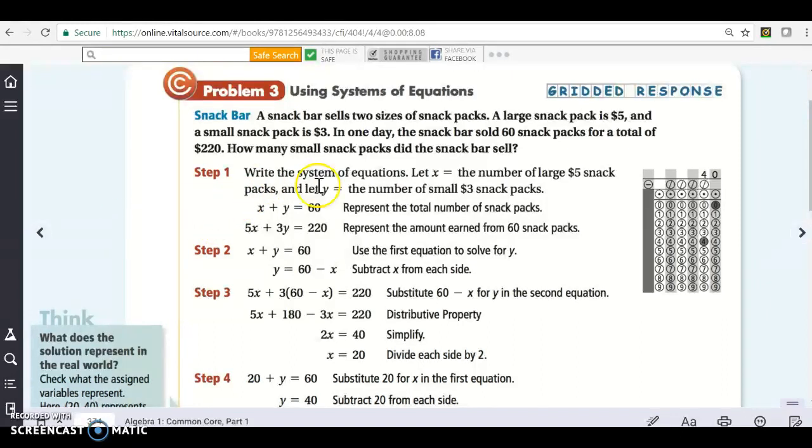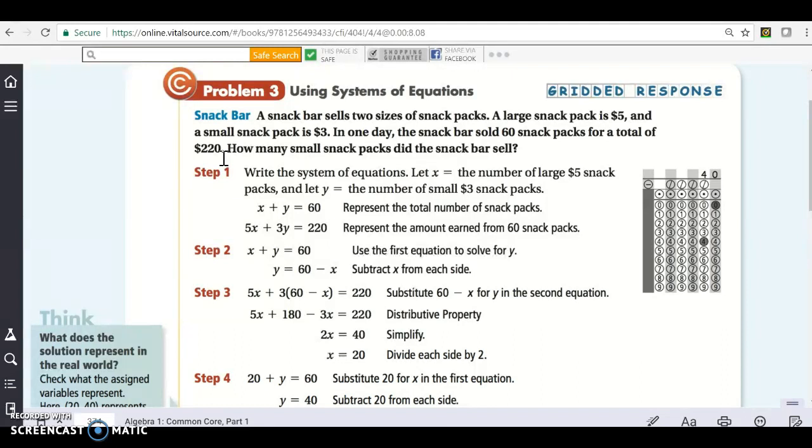So step 1, write a system of equations. So we can let x equal the number of large $5 snack packs and y equal the number of small $3 snack packs. So we know that x plus y equals 60 because they told us the snack bar sells 60 snack packs. And we know 5x plus 3y, because these are the amounts that they cost, will equal 220 because that was the total amount we sold.